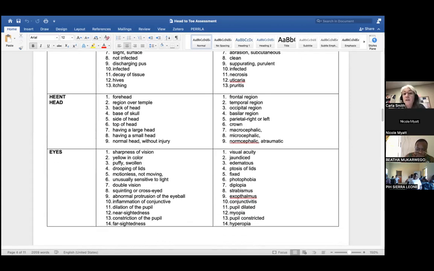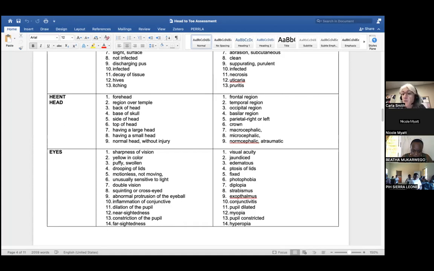When we're looking at the head, if someone complains of a headache or if there's a location, a wound, you want to notice the location, not just right side of the head, left side of the head. Is it the frontal region, temporal, occipital, basilar, parietal? Is it on the crown? Is the head overly large or overly small? Using terms macro or microcephalic.